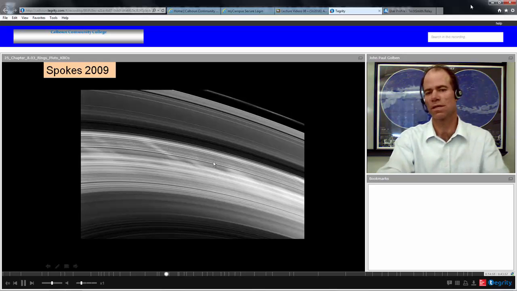So there seems to be some kind of relationship between the perspective of Saturn and the visual appearance of these spokes.